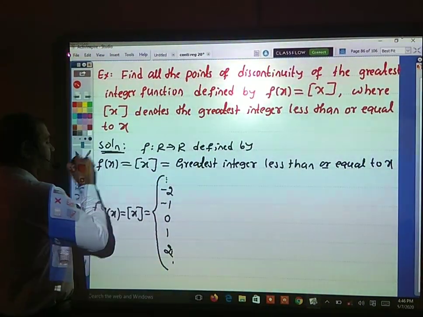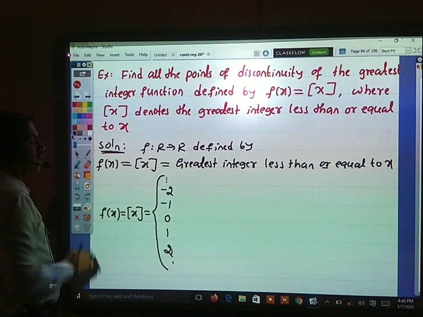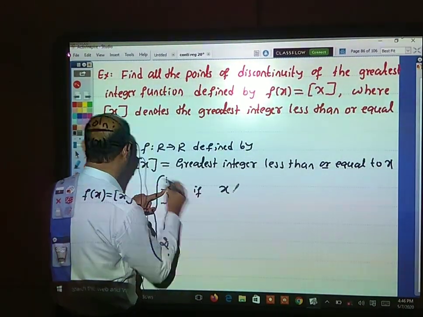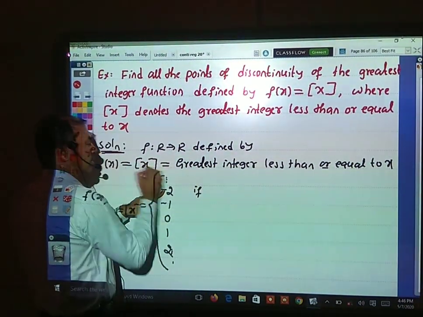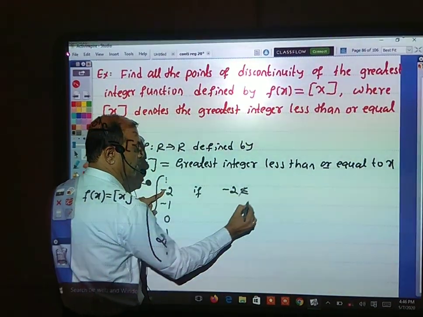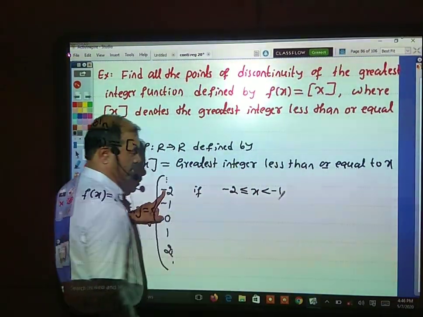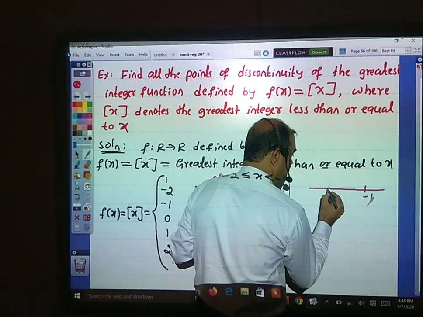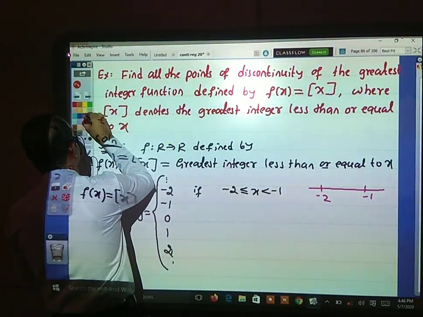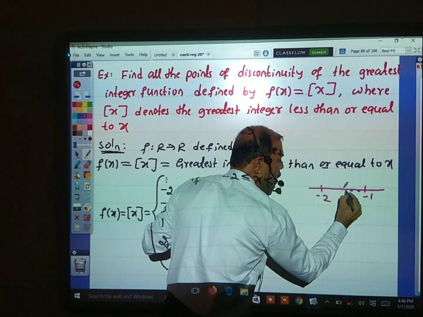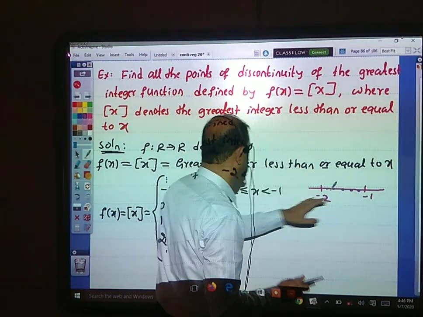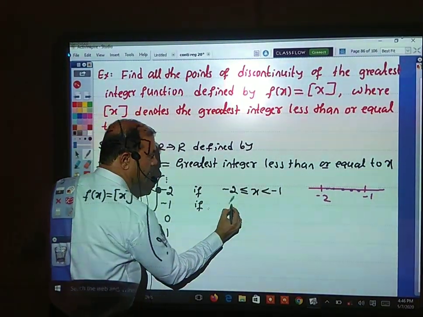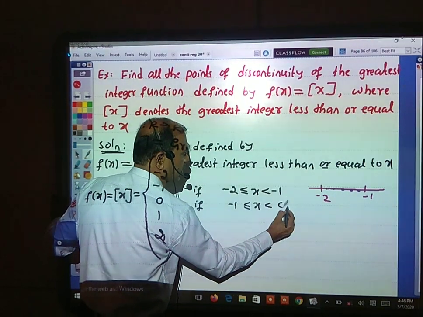Okay, so the greatest integer of x is defined like that. It takes the value -2 if x lies between -2 and -1. Suppose this is -1, this is -2. In between, any number you take, the greatest integer of that is always -2, and it is equal to -1 if -1 is less than or equal to x less than 0.